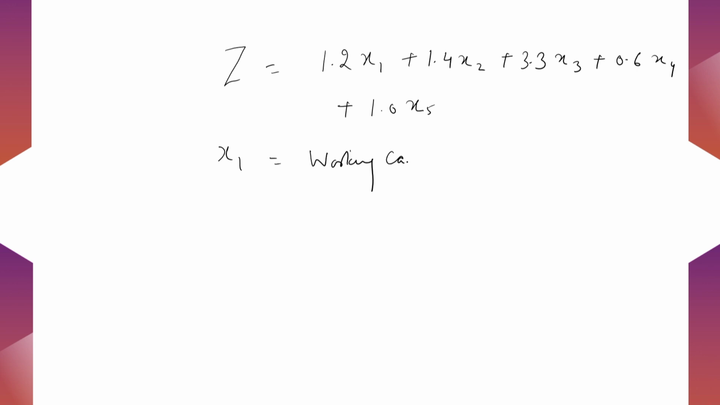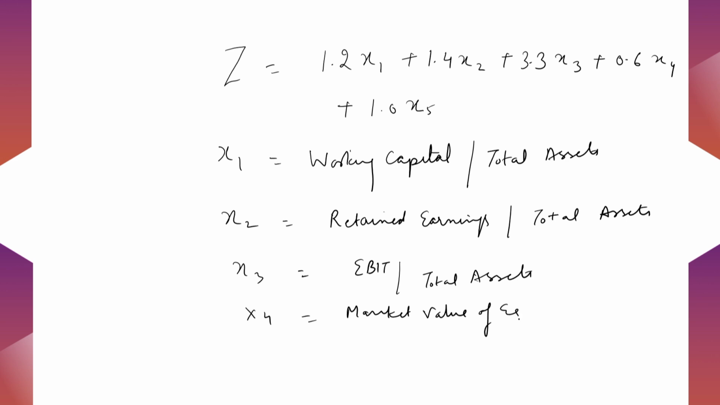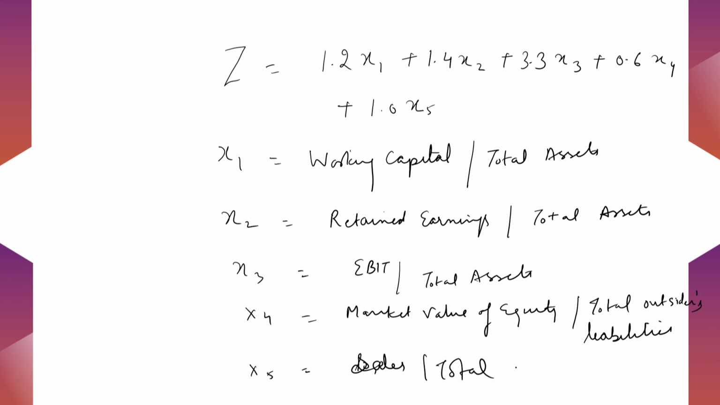So for this purpose, we have to calculate the different values of x, where x1 is equal to working capital upon total assets, x2 is equal to retained earnings upon total assets, x3 is equal to EBIT, earnings before interest and taxes, upon total assets, x4 is the market value of equity upon total liabilities to outsiders, x5 is equal to sales upon the total assets. So we have to compute all these components one by one.